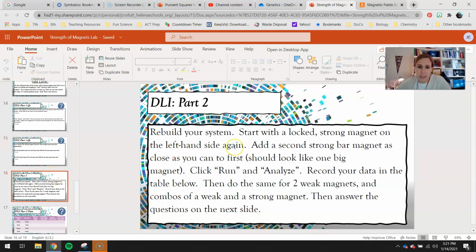Okay, next, part 2, you're going to rebuild your system. Start with a locked strong magnet on the left-hand side, so that's the magnet you guys have out and locked right now, and then add a second strong bar magnet as close as you can to the first.